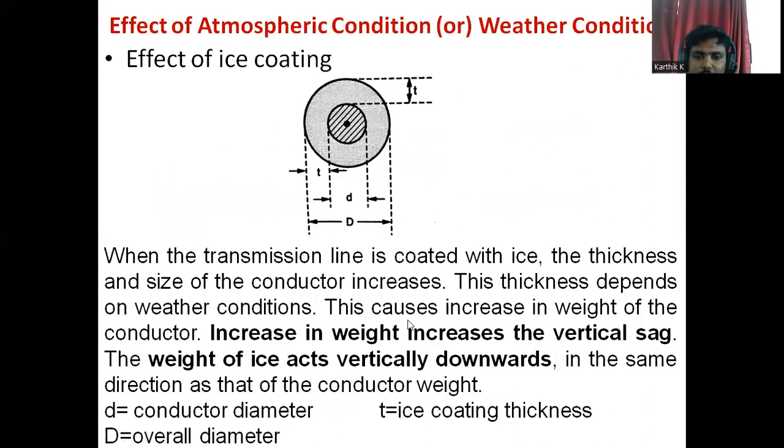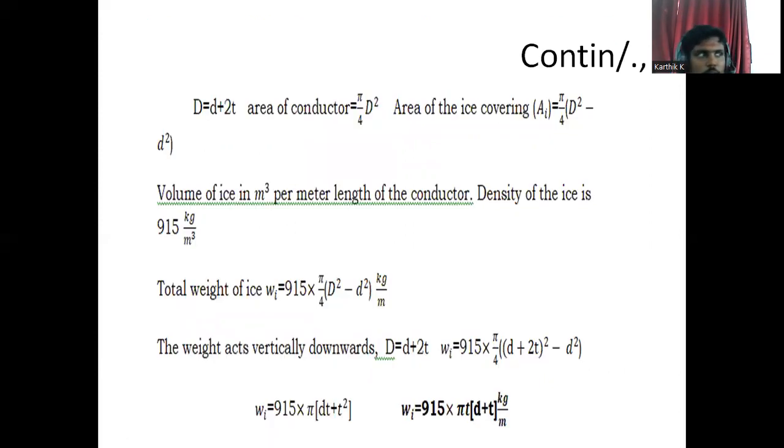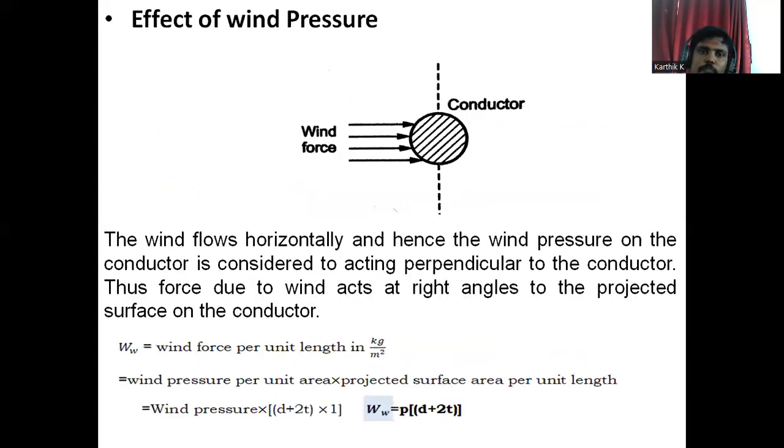So we are going to find the vertical sag. The formula, with D known and d known, we substitute W equal to 915 into pi by 4 into ((d plus 2t) square minus d square). Finally we get W equal to 915 into pi t into (d plus t). Suppose the pressure changes due to the wind pressure, how are we going to calculate the sag?